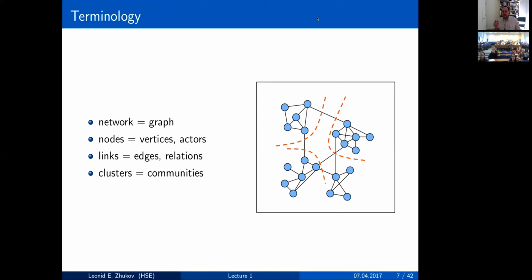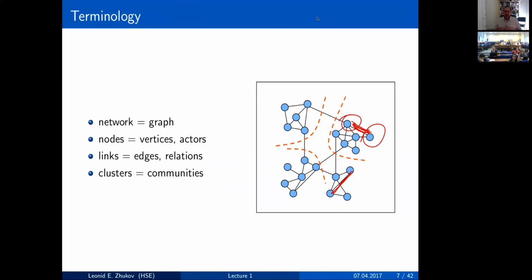So again, terminology. Network and graph, the same thing. Nodes and vertices, that's again the same objects. In social sciences, that's going to be actors. So this is a node or vertex. Now we're talking about nodes connected by links, and links are also called edges. So here's an edge connecting two nodes. Here's another edge, etc. So we call them links or edges.